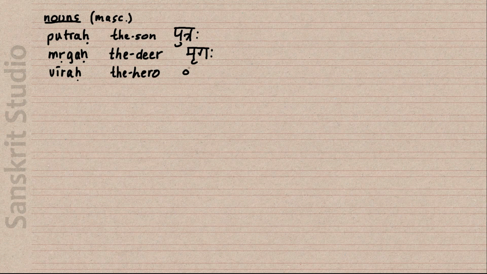I'm going to move this a little bit so we see the long E sound here. Vīraḥ, like that. The hero, vīraḥ. Mṛgaḥ, the deer. Putraḥ, the son.